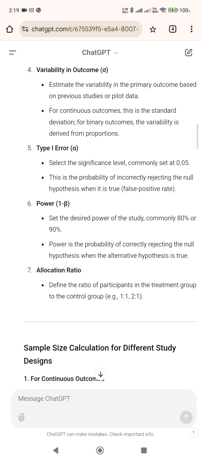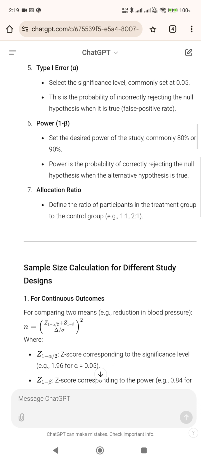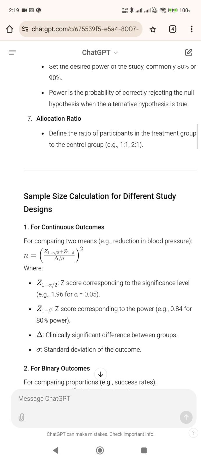5. Type 1 error, alpha. Select the significance level, commonly set at 0.05. This is the probability of incorrectly rejecting the null hypothesis when it is true, the false positive rate. 6. Power, 1 minus beta. Set the desired power of the study, commonly 80% or 90%. Power is the probability of correctly rejecting the null hypothesis when the alternative hypothesis is true. 7. Allocation ratio. Define the ratio of participants in the treatment group to the control group, e.g., 1:1, 2:1.